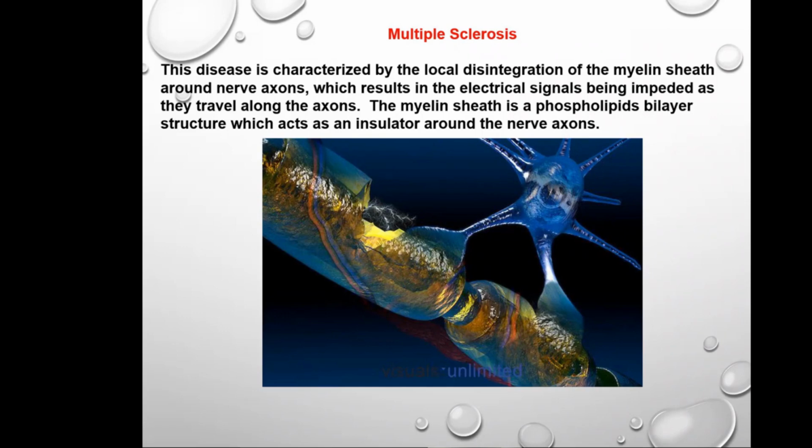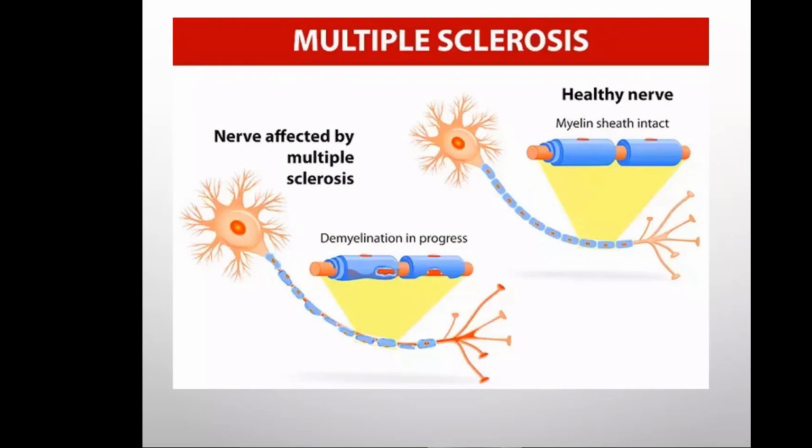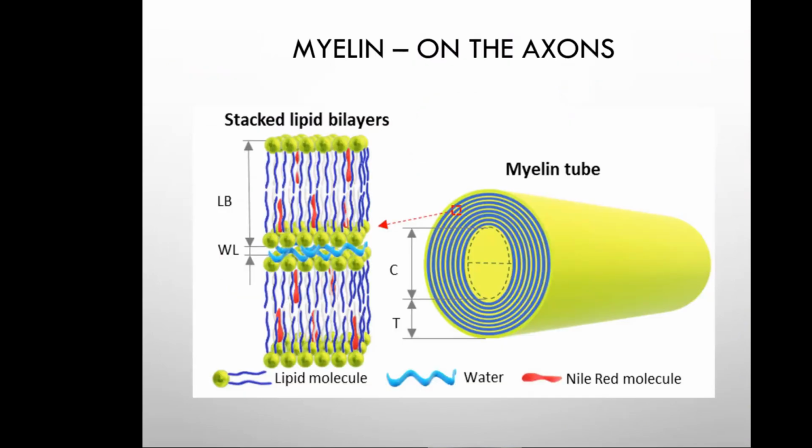The myelin sheath is a phospholipid bilayer, which normally acts as an insulator. So in the healthy nerve, the myelin sheath is intact, and the signal may travel without any disruption, whereas when the demyelination process is in progress, we have the signal processing disrupted.